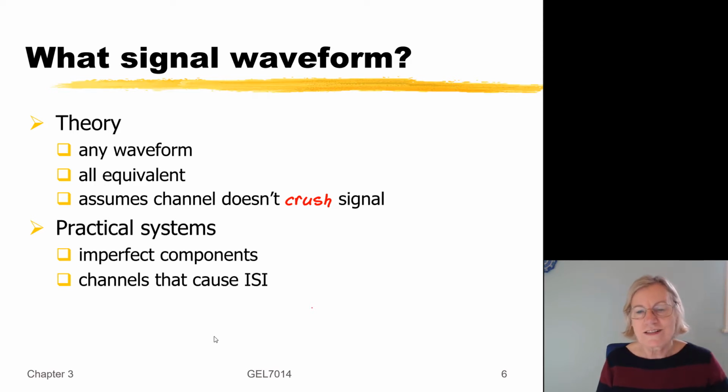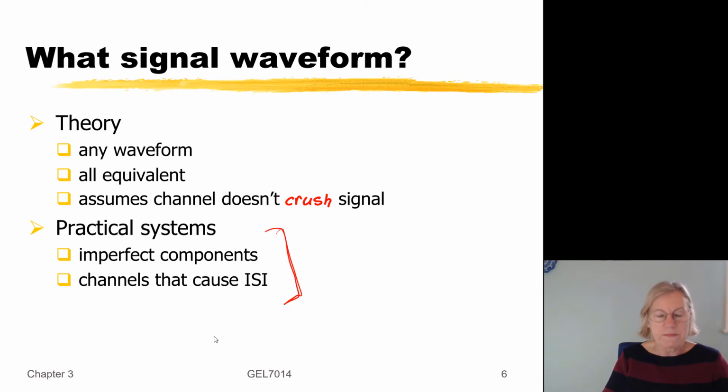Now, in practical systems, you have many imperfections that come into play. For instance, the components themselves could be imperfect, and the channels could also be crushing. I say crush the signal, but the channel could also introduce intersymbol interference. And so because of these practical limitations, instead of any waveform, we're going to look at some waveforms that would be good in this situation.